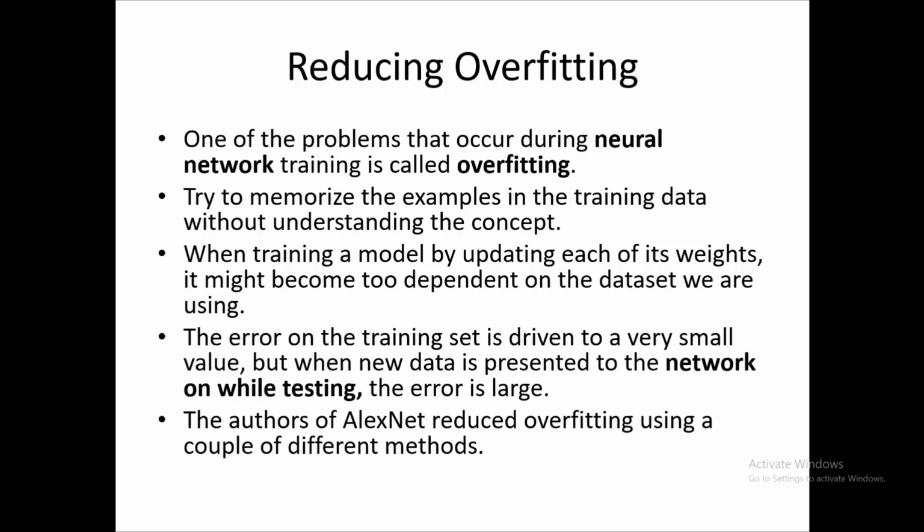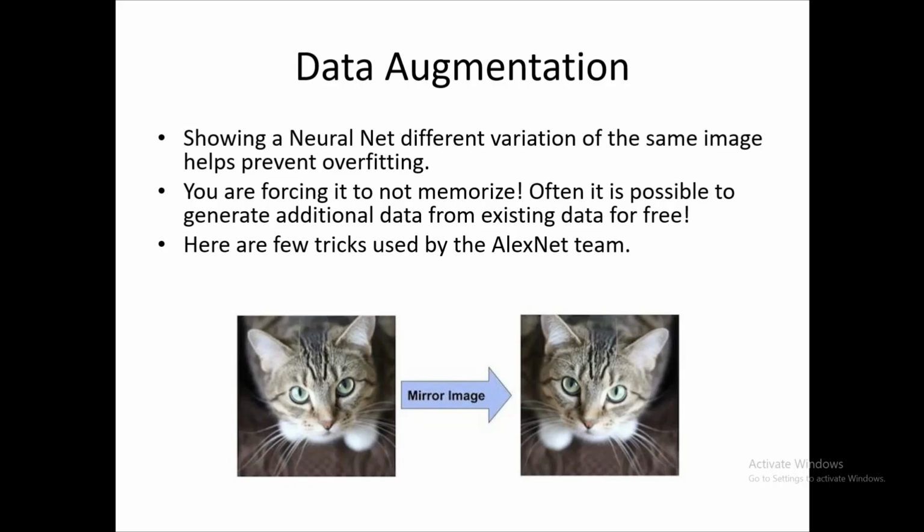So the authors of AlexNet reduced overfitting using a couple of different methods. One was data augmentation, and showing a neural network different variations of the same image helps prevent overfitting. Here we are forcing it not to memorize, and often it is possible to generate additional data from the existing data for free. Here we can see some tricks, and one is generating a mirror image of the same image. We can create a mirror image.